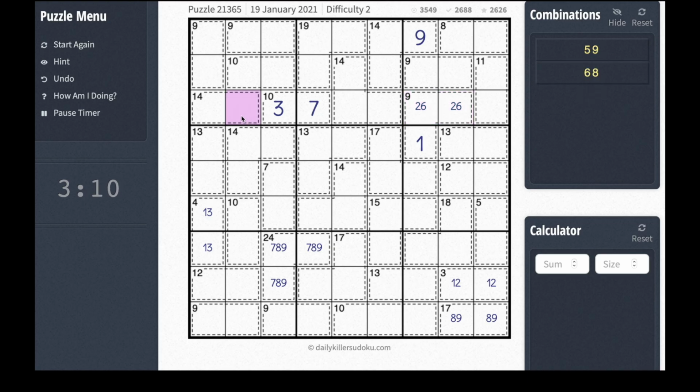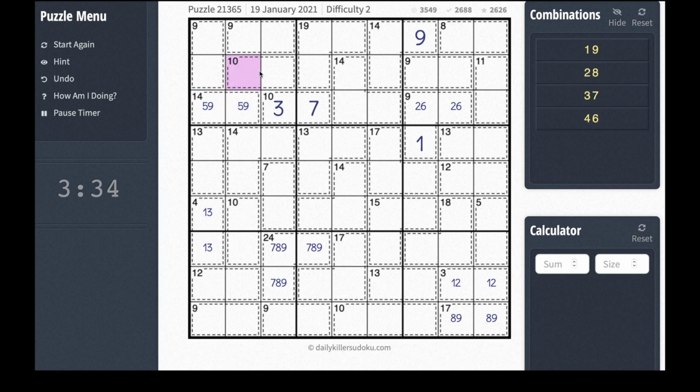Let's look across now at the 14, because we know 14 is a relatively high sum for a 2 cell cage, and there's only 2 combinations it can be, 5, 9 or 6, 8. Look, we've just put a 6 in this row, so we can eliminate the 6, 8 as a possibility. The only other one it can be is 5, 9.